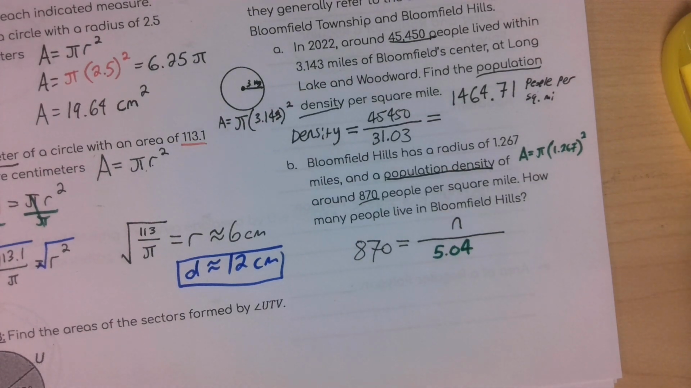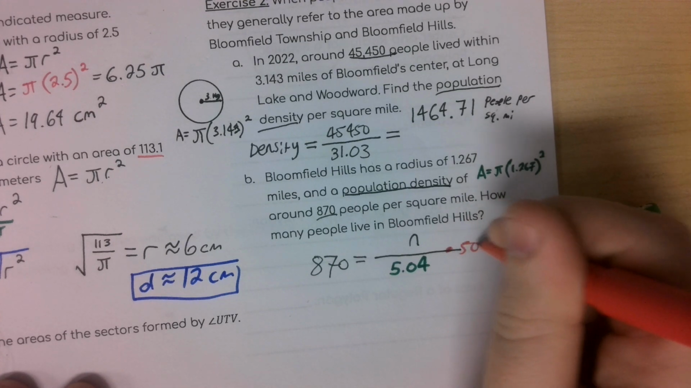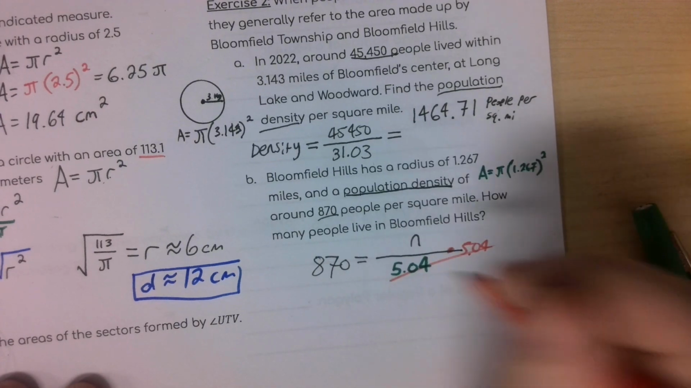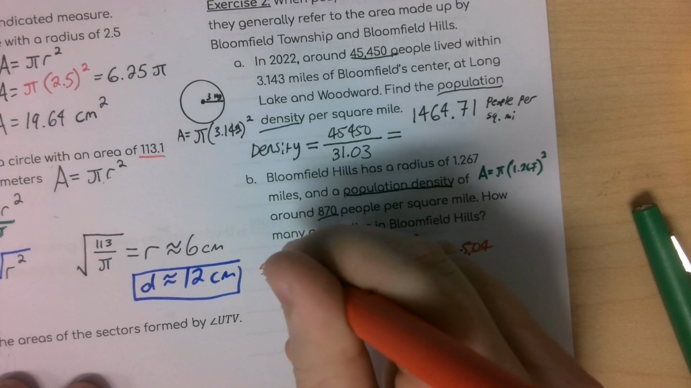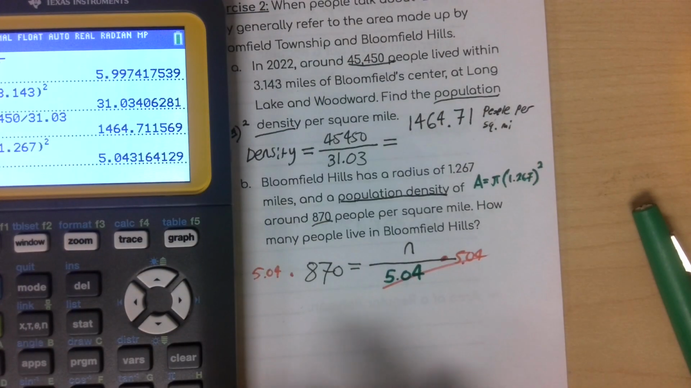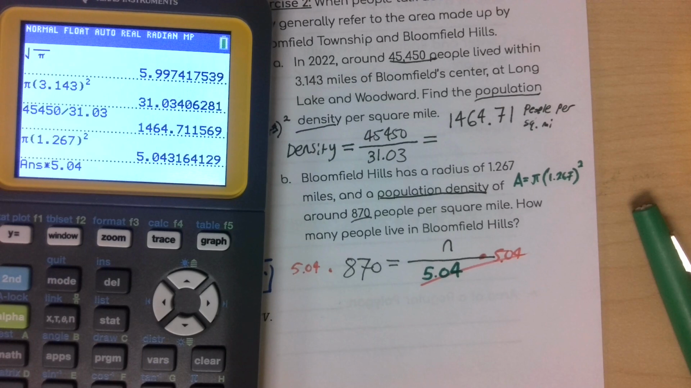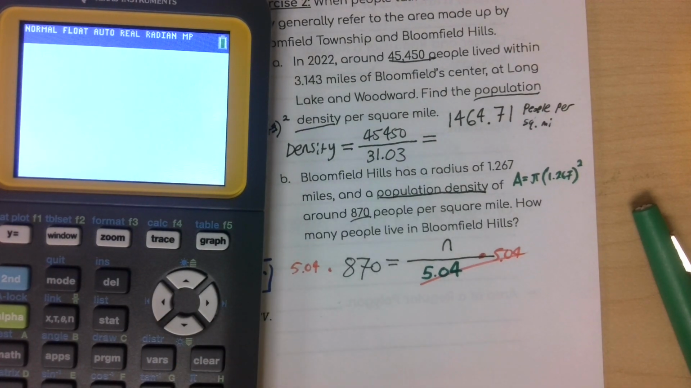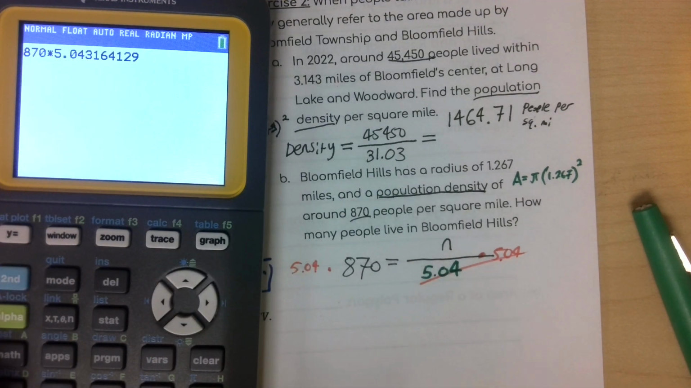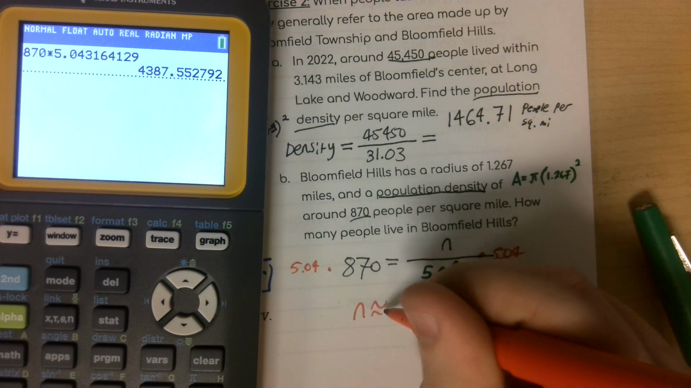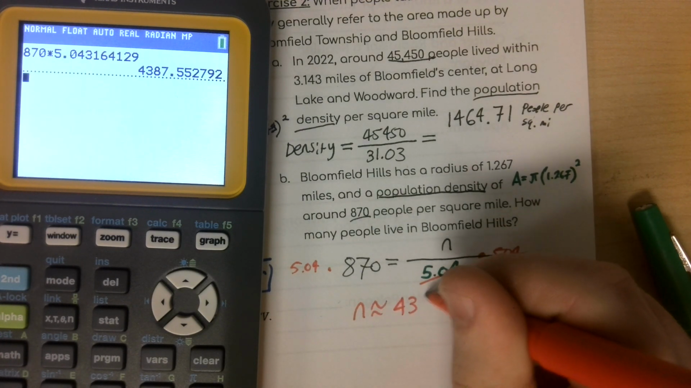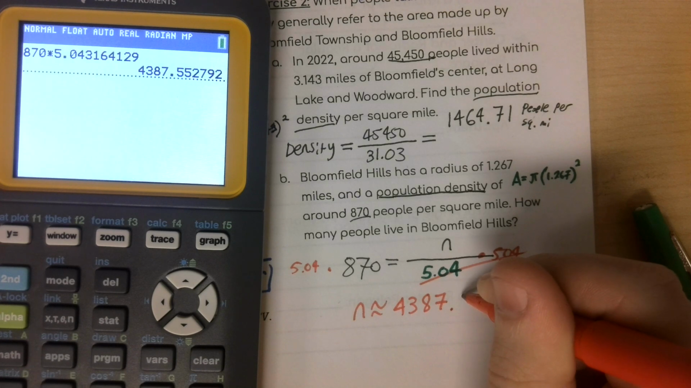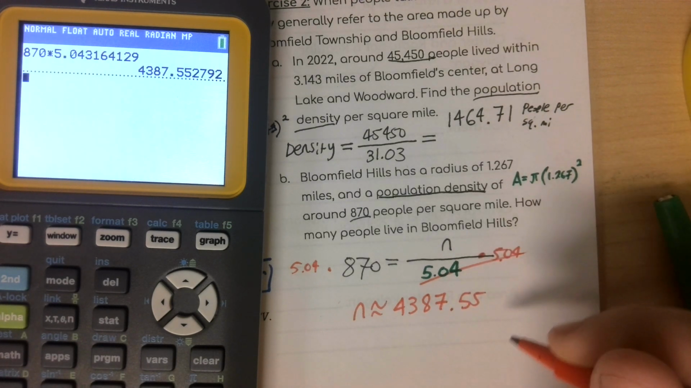But we can now solve. To solve for n, folks, remember, we can multiply by the denominator to get rid of it. So multiply by 5.04, and we should get our population. Take our answer, multiply it, take 870 and multiply it by our answer, and we end up getting that the population of Bloomfield Hills is about 4,387.55.